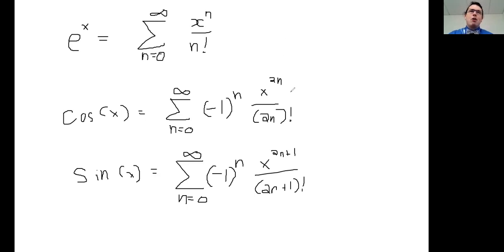The other nice thing about all 3 of these Maclaurin series is that each of them has an infinite radius of convergence. So these formulas are actually valid for all real numbers. It's a pretty cool property.